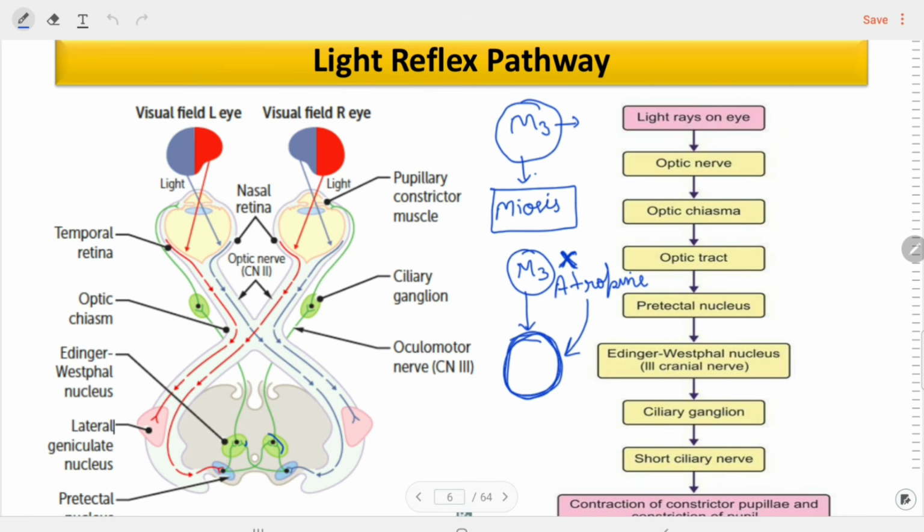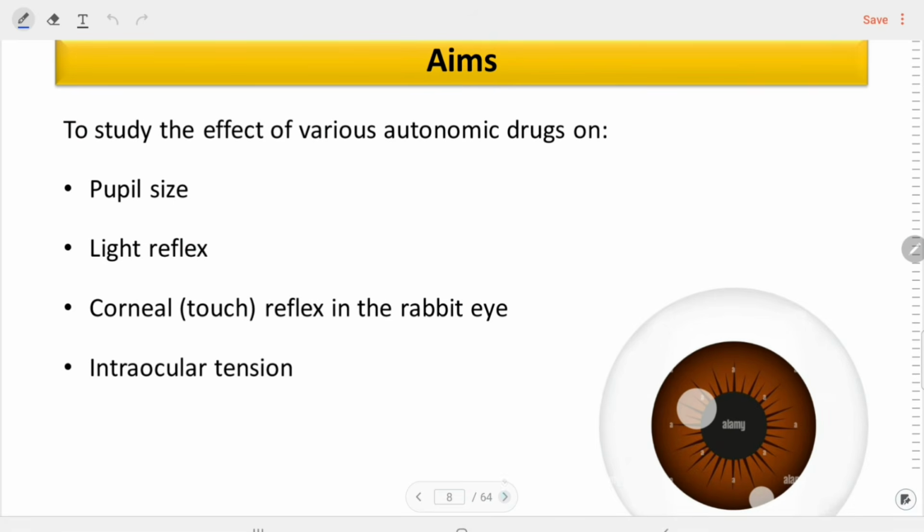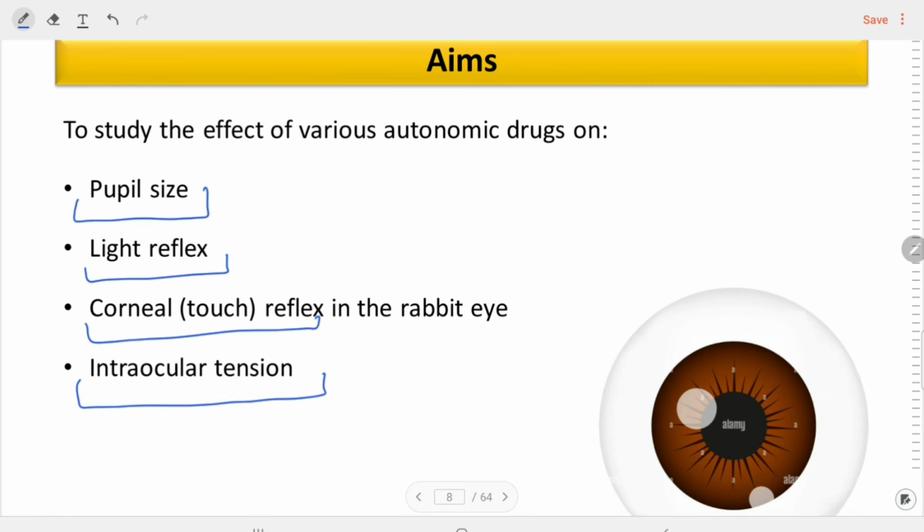That's why if we put light on one eye, it will not lead to miosis in the other eye. That's why the rabbit is good for this type of experiment. So the aim of this rabbit eye experiment is to calculate the pupil size after various drugs, the light reflex, the corneal reflex, and the intraocular tension.